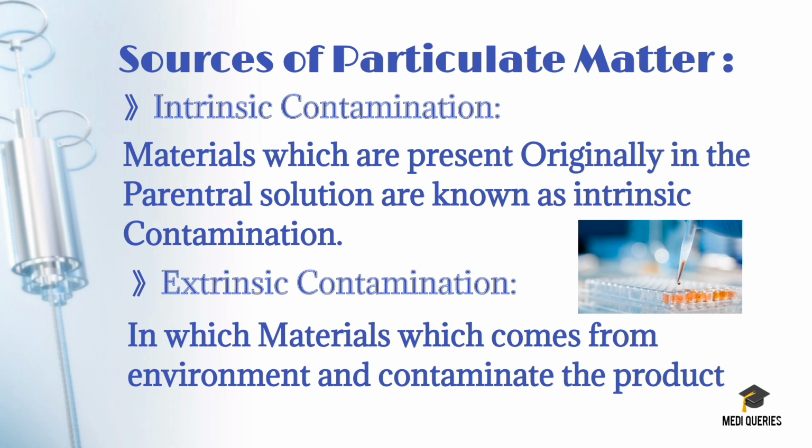What is extrinsic contamination? The materials which come from the environment and contaminate the parenteral product are known as extrinsic contamination. For example, shedding of material from the body and clothes of persons, and from the ceiling, walls and furniture of the room. The particulate matter includes materials like cotton, glass, rubber, plastic, tissues, insect fragments, dust, paper fragments, bacterial contamination, etc. So by these two sources of contamination, the product may get contaminated.